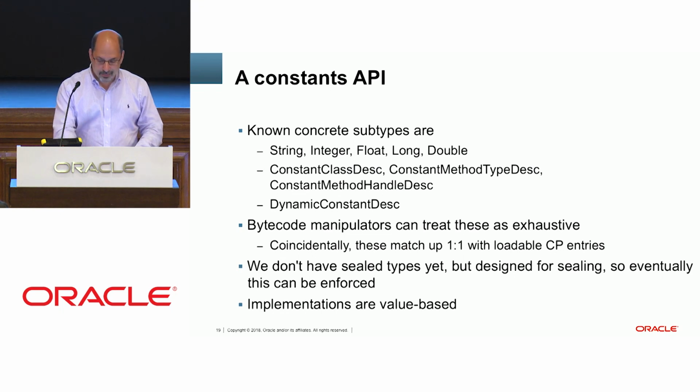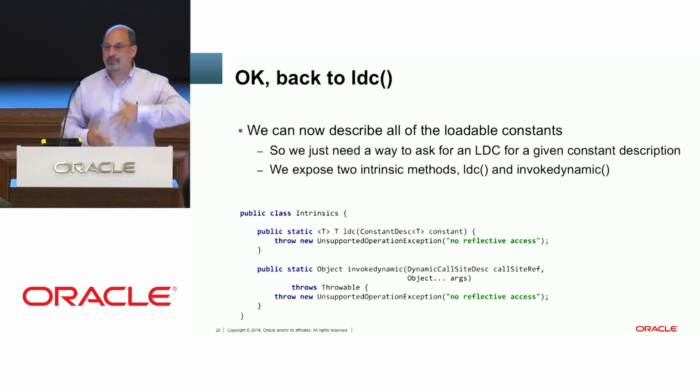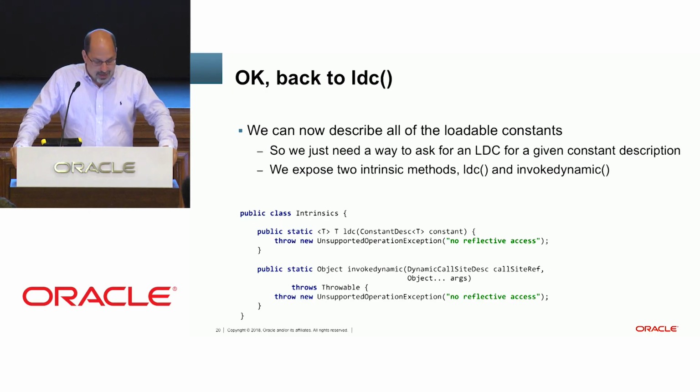Okay, so keeping score here, here are all the subtypes of ConstantDesc. There's the string and number types that are built in. There's the descriptors for class, method type, method handle, and dynamic constant. And if you're writing an API that, say, manipulates bytecode, you can treat this as an exhaustive list. So you can, for example, have a method for generating an LDC. It takes a ConstantDesc, and it's going to be one of these types, and you can case off these types, and they map one-to-one to the constant pool forms that are defined in the JVMS. So perfectly straightforward.